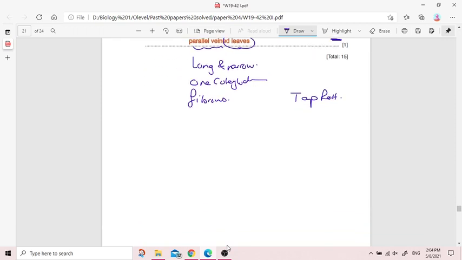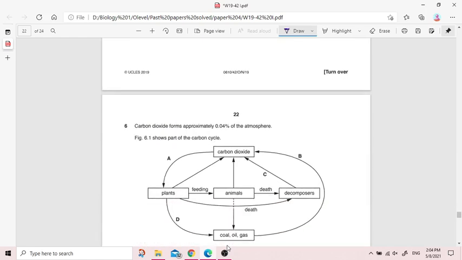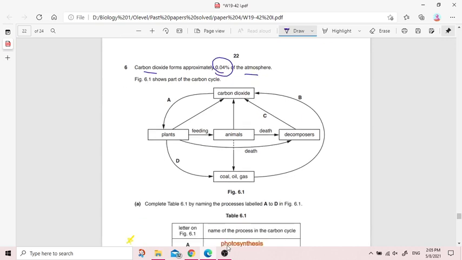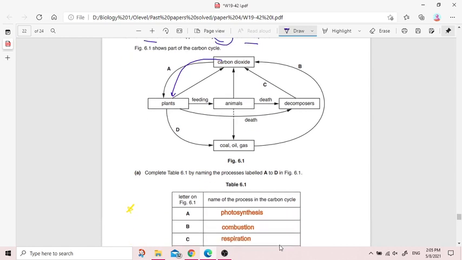Now the last question in the exam. It's an easy question. Carbon dioxide forms approximately 0.04 of the atmosphere. This is the carbon cycle. You need to identify the letters. Carbon dioxide goes into the plants. How does it go into the plant? By photosynthesis.